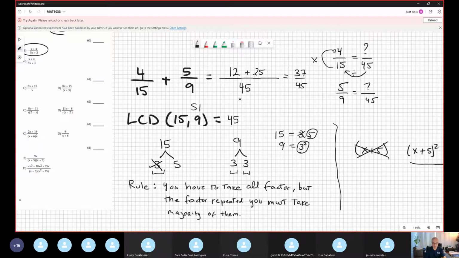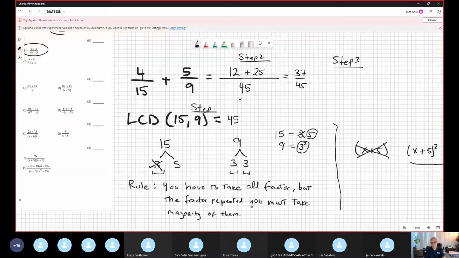Step one, extremely important, find the LCD. Step two, extremely important, find the equivalent fractions to the original, but all with the same common denominator. And step three, which not always happens in this example, no, is, well, when it's possible, reduce to lowest terms. In lowest terms, who? This fraction.